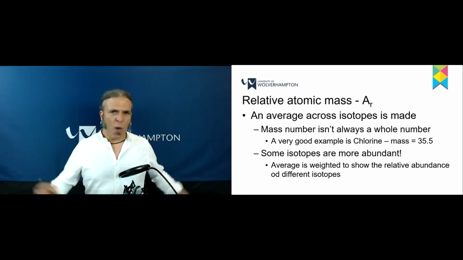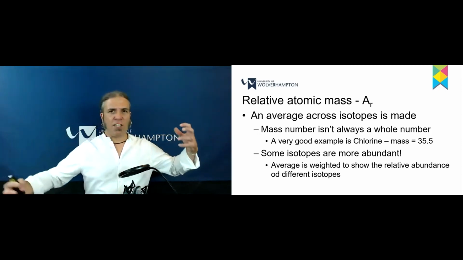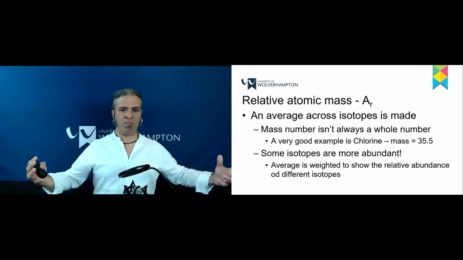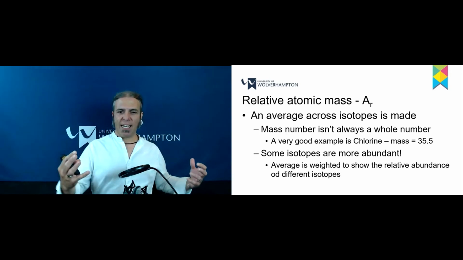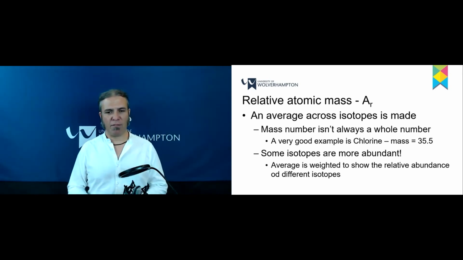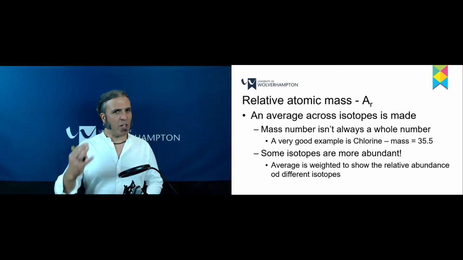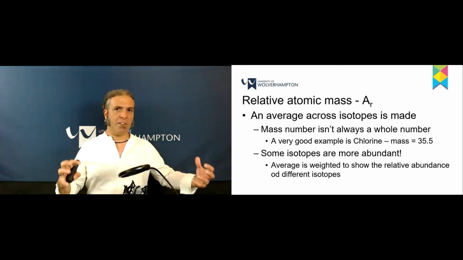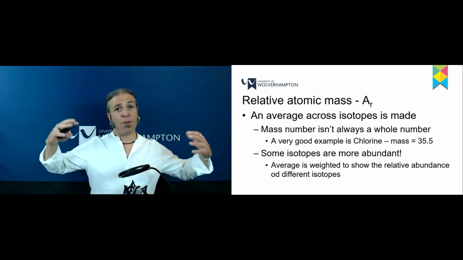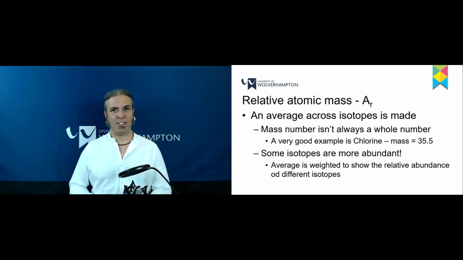So when we've got lots of different isotopes, and often they're in different relative abundances, the mass number isn't always a whole number, as I've said. I've mentioned chlorine having a mass number of 35.5. And what we've got to remember here, and it's really important, is that some of the isotopes are in different relative abundances. So when we're actually calculating that mass number, we need to take that into account.